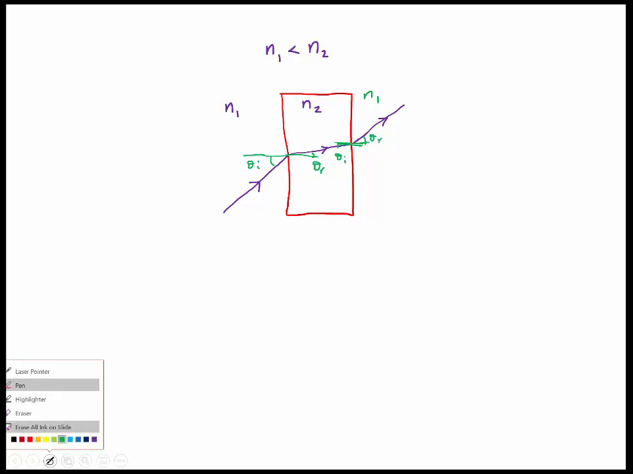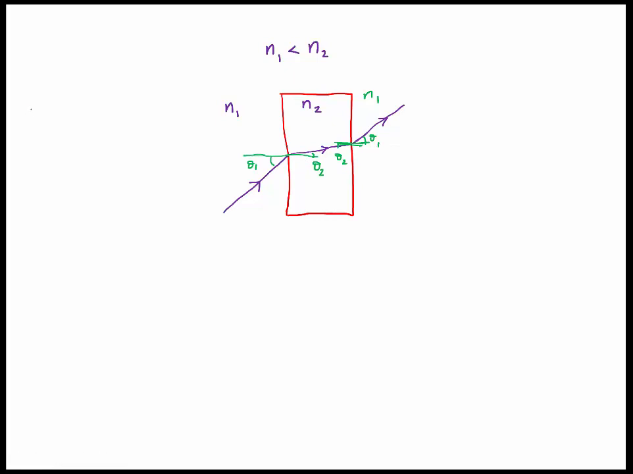Since the I and R subscripts there are a little bit confusing, I'm just going to change these to numbers. So let me just now say this is theta 1, the angle of the light ray from the normal in the medium where the index of refraction is N1. Then it goes to theta 2. This is also theta 2 because these two normal lines are parallel to each other. And then this will become theta 1.